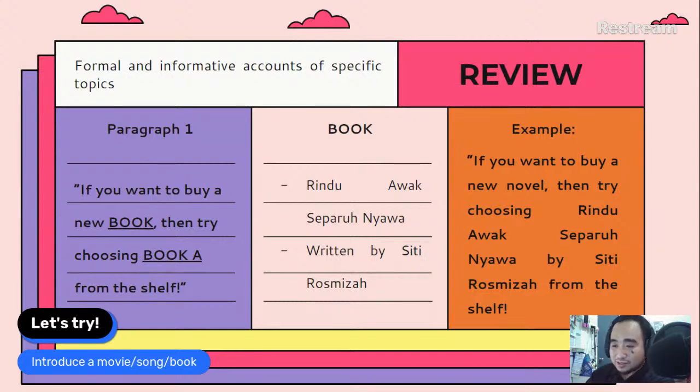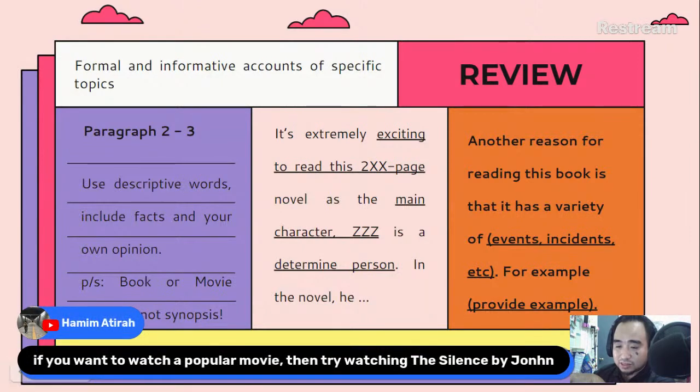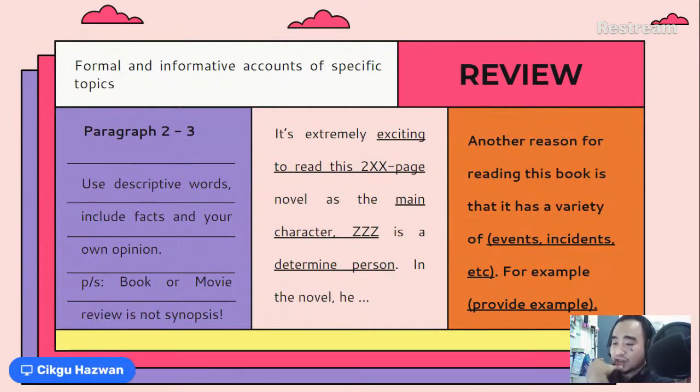Okay, good. So next, kita try tengok. Just now you have done introducing the song. So let's try to use a few descriptive words. Okay, this is another one. Hamim Atira, if you want to watch a popular movie, try watching The Silence of the Lambs. Okay, so next, try to put a review of it.